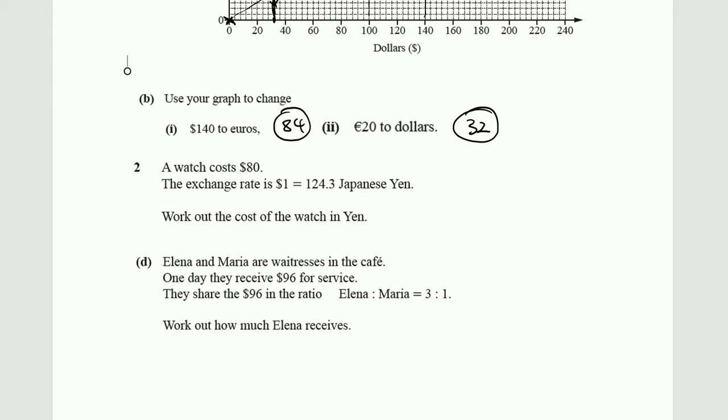A watch costs $80 and $1 is worth 124.3 Japanese yen. And I want to work out the cost of the watch in yen. So I want to get away from my $80 by dividing by the dollar number and into my yen by timesing by the yen number. So 80 divided by 1 times 124.3 is going to get me my answer, 9944 Japanese yen.